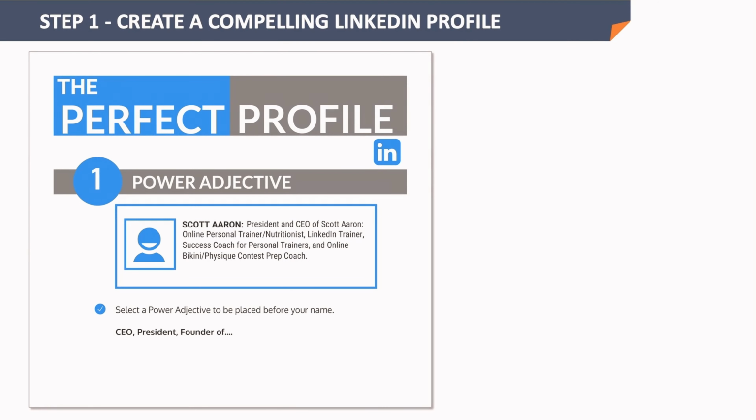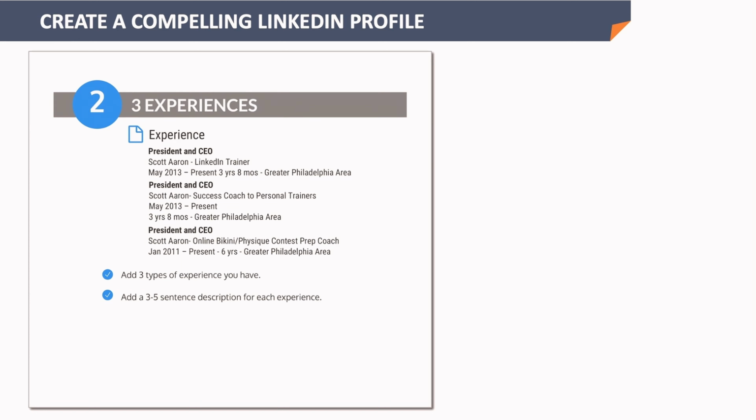Let's look at step number 1, creating a compelling LinkedIn profile. Just as a recap, you have 2 to 3 seconds in which to capture someone's attention when they come across your profile. If you fail to do so, you may lose that lead or that prospect forever. What Scott Aaron suggests here is that we use a power adjective to capture someone's attention. He said, "I'm president and CEO of Scott Aaron." So the key takeout here is to use an adjective so powerful that you immediately capture someone's attention when they land on your profile. Next, you want to add 3 experiences to your profile.